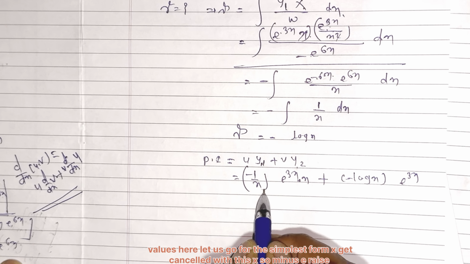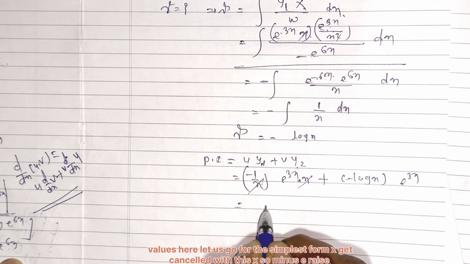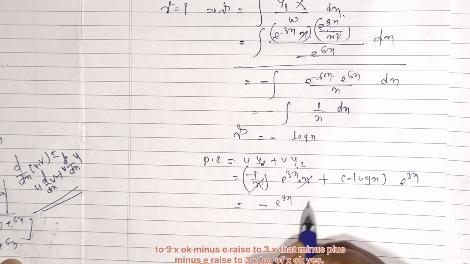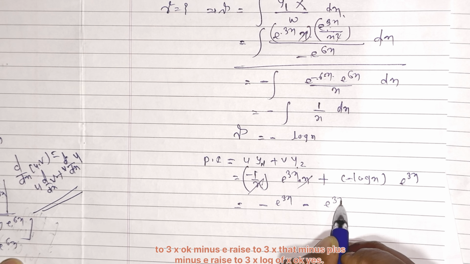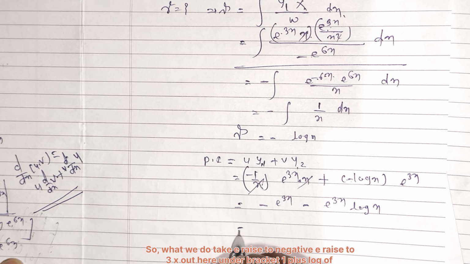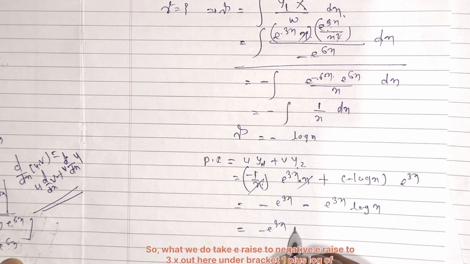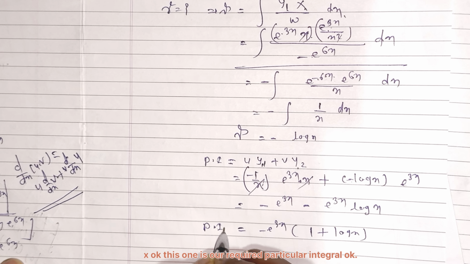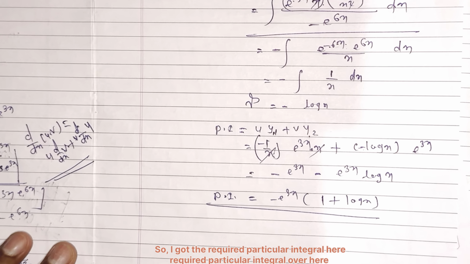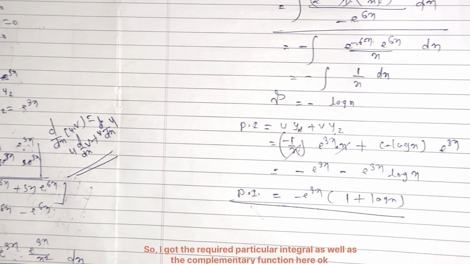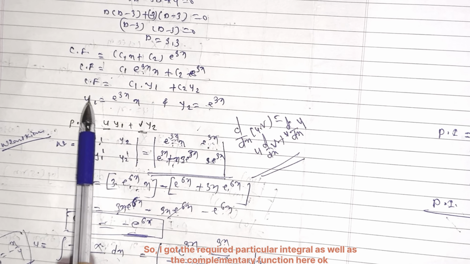Let's go for the simplest form. x gets cancelled with this x, so minus e raised to 3x, minus e raised to 3x log of x. Take minus e raised to 3x out, under bracket 1 plus log of x. This one is our required particular integral. So I got the required particular integral as well as the complementary function.